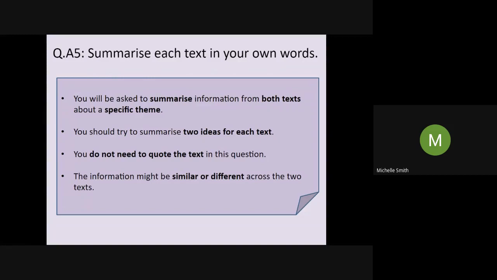Okay, brilliant. So let's have a look then at an actual exam style question for question 5. Now, what you've got to do, as I said, is summarize information from both of the texts that you're given. Now, it will be on a specific theme. You should try and summarize 2 ideas from each text, because it's a 4-mark question. So you're going to get a mark for each idea that you summarize. So obviously there's no point in writing 10 different things if you're only going to get 4 marks. You do not need to quote the text in this question. It is the only question like this that you don't need to back up what you say with a quote.